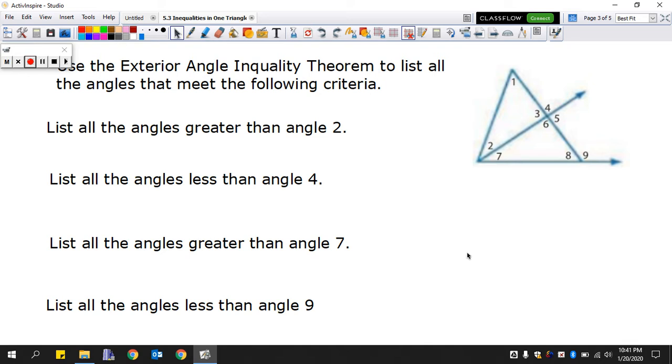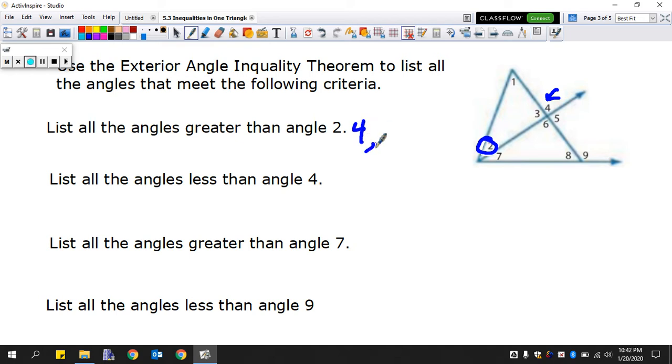All right, here it says to use the exterior angle inequality theorem to list all the angles that meet these criteria. The first thing it says is to list all the angles that are greater than angle 2. Well, angle 2 is right there. So we know that angle 4 here is bigger, because that's the exterior angle.